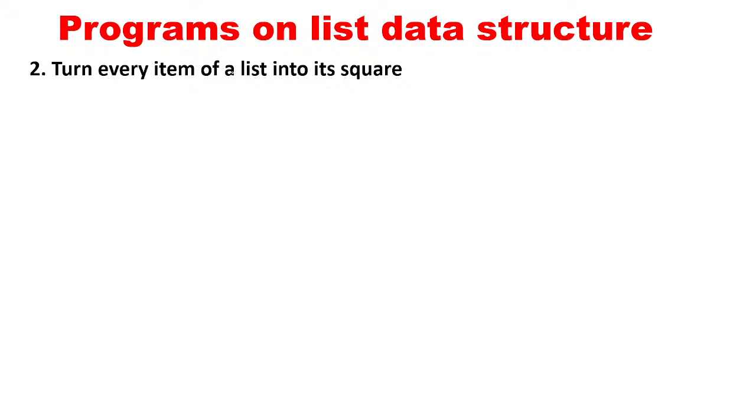Now, turn every item of a list into its square. So you write a program so that every element in the list must be squared. How can we do that? How can we square each number present in the list? Initially we take one list, then you need to iterate with each number of the list, square it, and store the result in some other list.